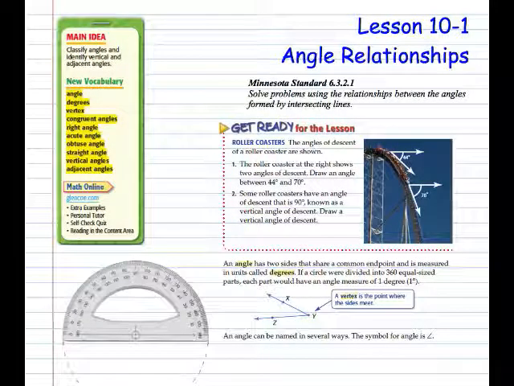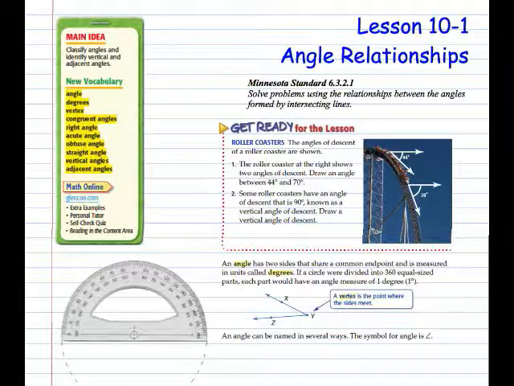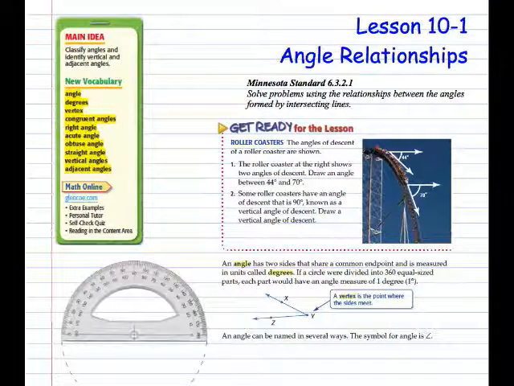This is lesson 10.1, angle relationships. Roller coasters. The angles of descent of a roller coaster are shown. We have a 44-degree angle right here and a 70-degree angle right here.